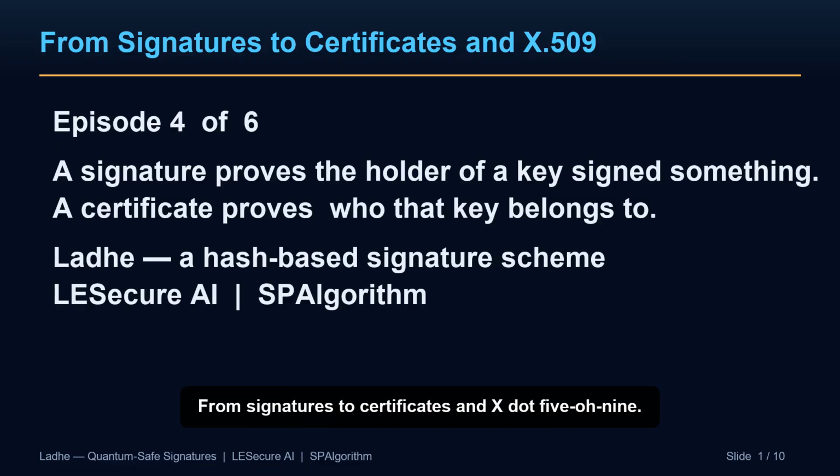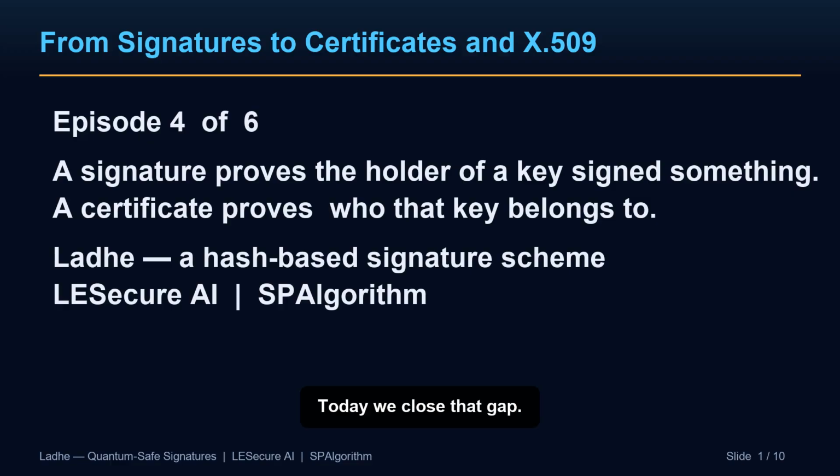Episode 4, From Signatures to Certificates and X.509. A signature proves the holder of a key signed something. A certificate proves who that key belongs to. Today we close that gap.